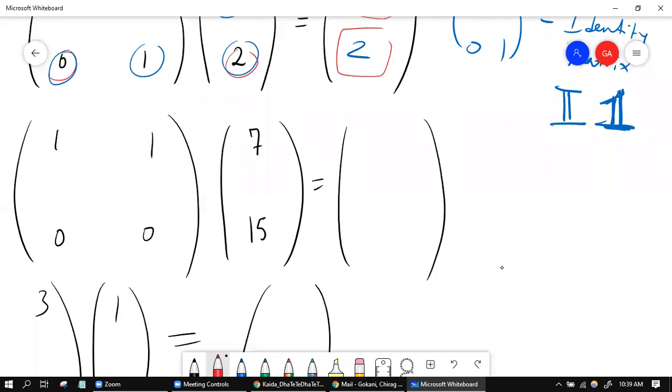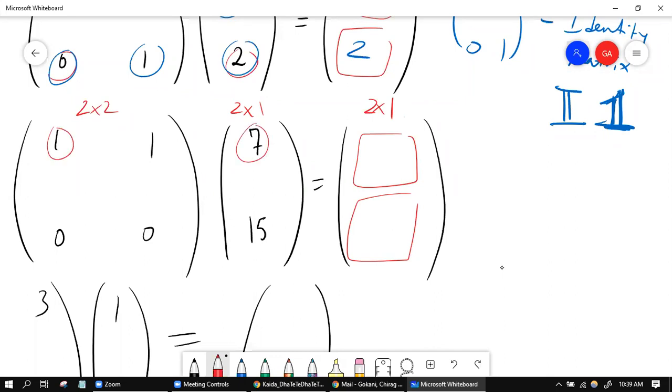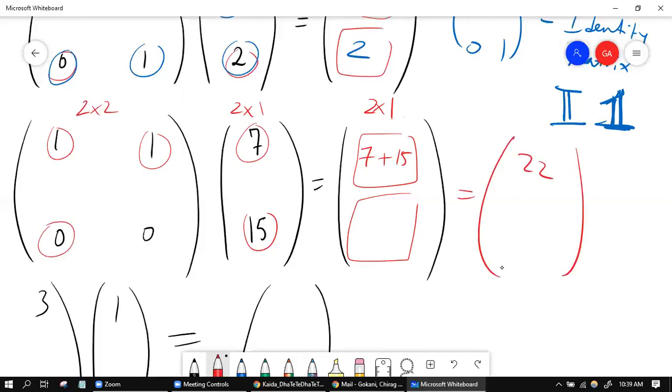Okay, let's do this. What are the dimensions? 2 by 2, and what's this dimension? 2 by 1. And what's the solution going to be? 2 by 1. So you're going to have something here and something here. Okay, 1 times 7 plus 1 times 15. That's 7 plus 15, which is 22. Now for the bottom element, 0 times 7 is 0, plus 0 times 15. That's just 0. Make sense?